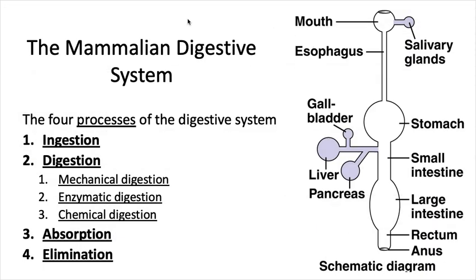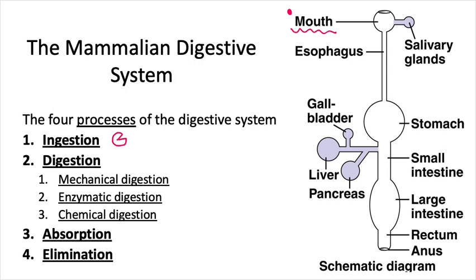Okay, so ingestion is our first process. Let's color code this. Ingestion is eating, right? So taking in food. And ingestion is going to occur in the mouth.